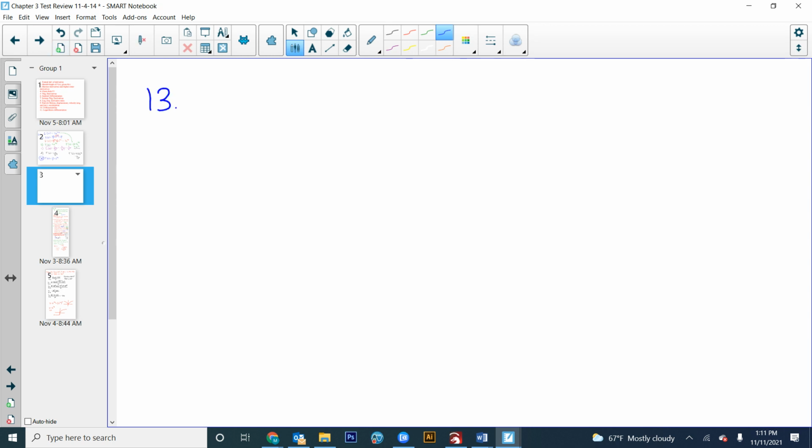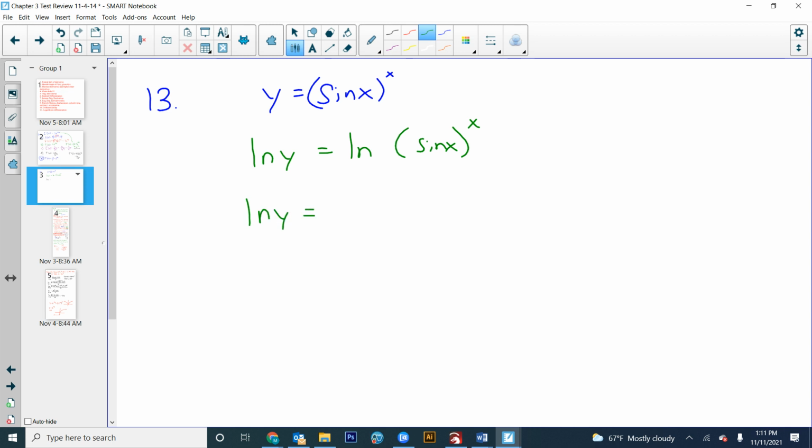Find dy dx when y equals sine x to the x. Do you know a rule for that? Don't you natural log both sides? Yeah, the logarithmic differentiation process. Is that correct? Good so far? You should see the same.